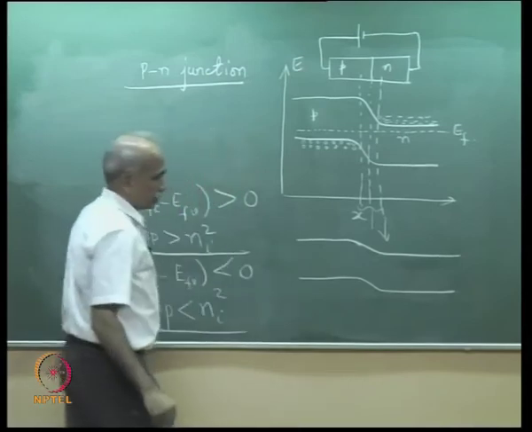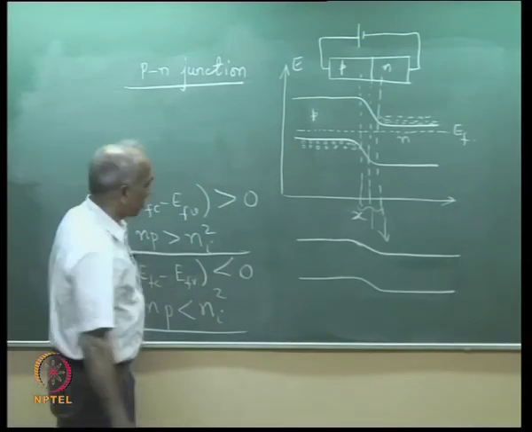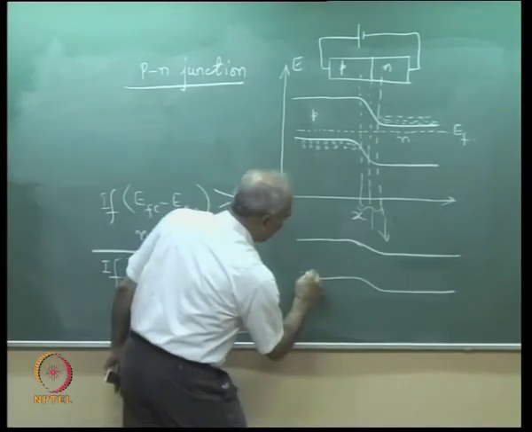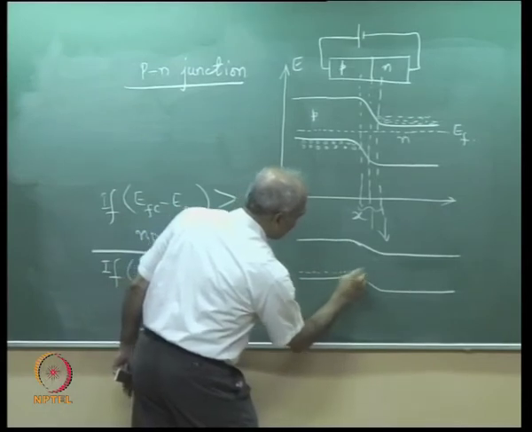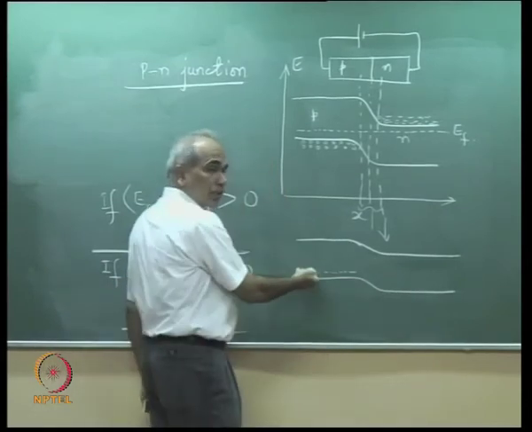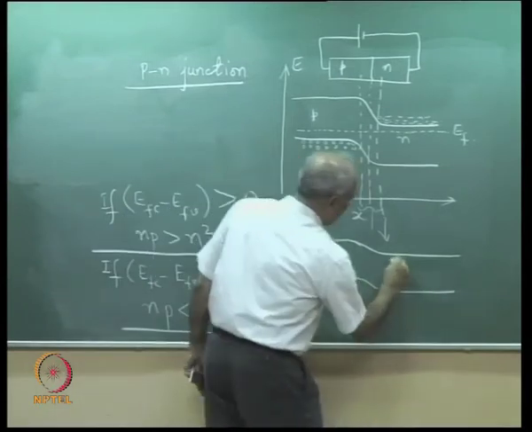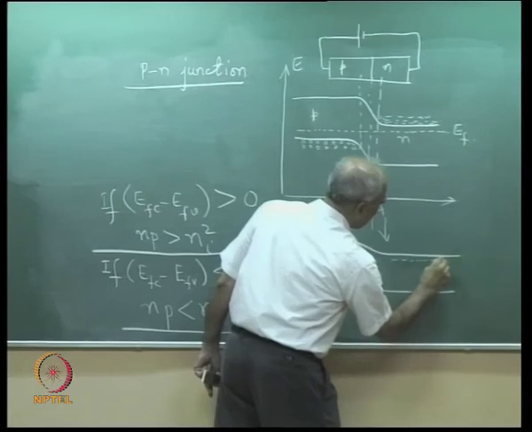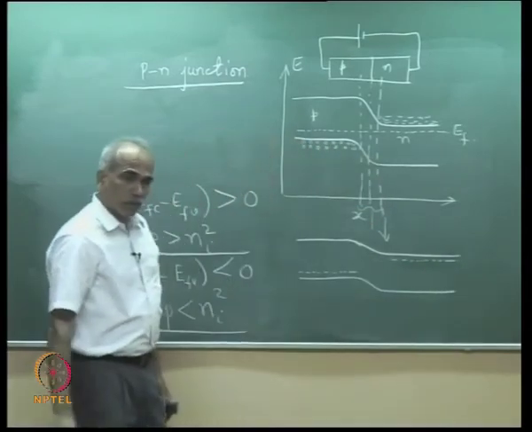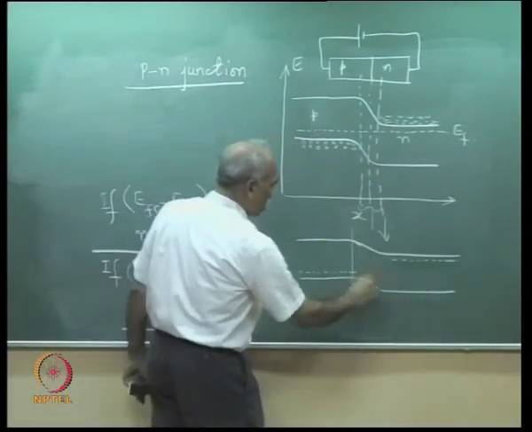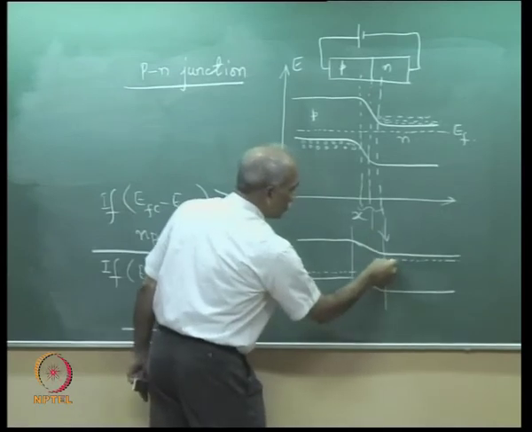So forward biased junction. What happens to the Fermi function? So the Fermi level on this side remains where it is, far away from the junction. There is no potential felt. So the Fermi level is here, and far away from the junction, the Fermi level is here. What about the junction region?